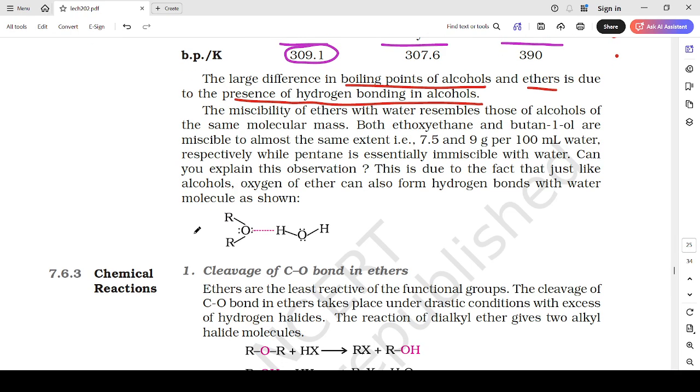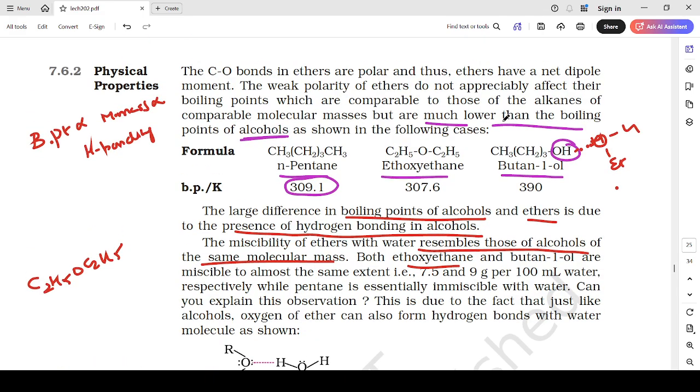Now we are talking about the miscibility, how much it will be soluble. It resembles those of alcohols of the same molecular masses. Ma'am, can you scroll up a bit? Boiling point is directly proportional to molecular mass and hydrogen bonding. Okay. In hydrogen bonding, if it is intramolecular, it will have a low boiling point. If it is intermolecular, it will have a high boiling point.